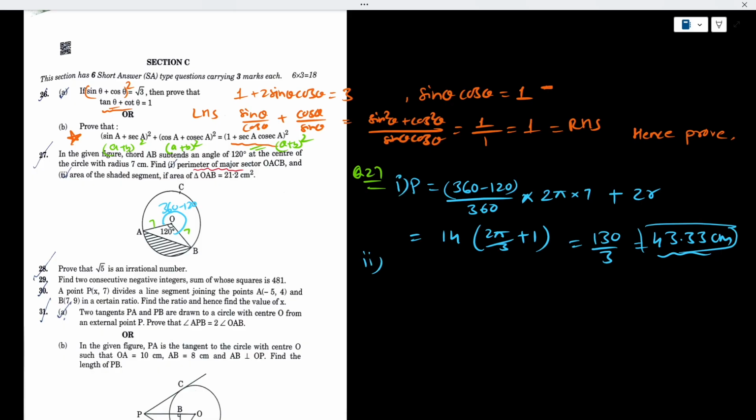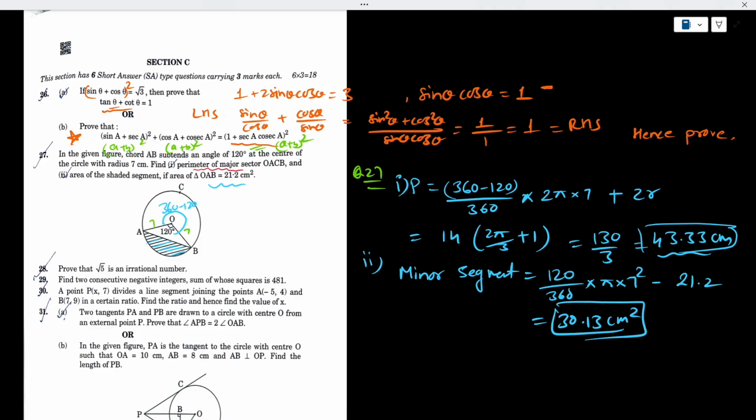Now second part, it's written, you need to find out the area of the shaded segment. Now the area of the shaded part, if you see, is nothing but the minor segment. Now for the minor segment area, how do we take it here? You will take the area of sector, that is 120 theta by 360 into pi r square, which is 7 square, minus the area of triangle. Here the area of triangle they have already given. If you do the calculation, your answer must be 30.13 square centimeter. This is your answer of this question.